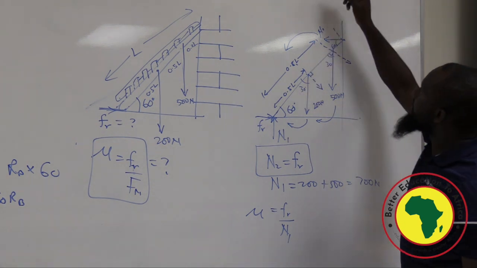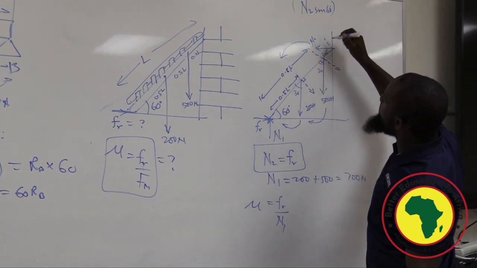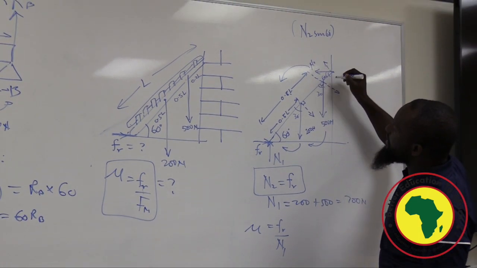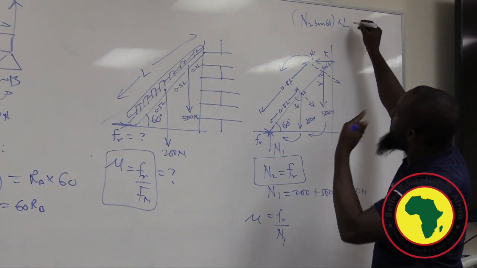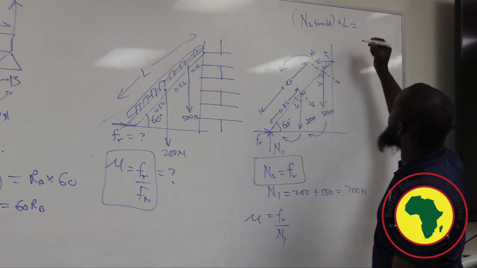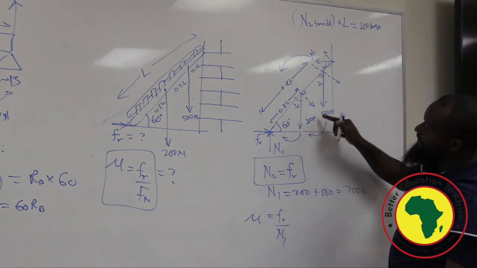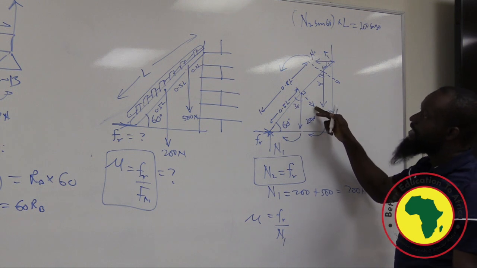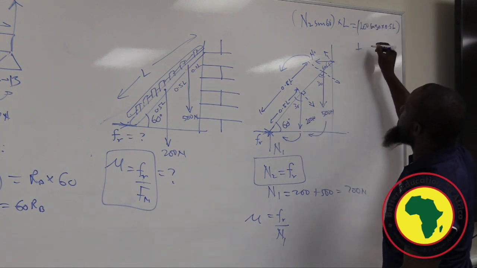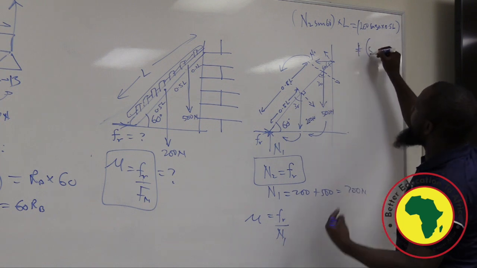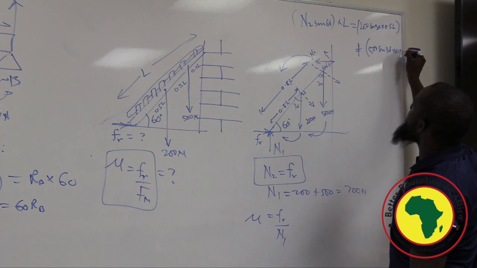Now, my counterclockwise moment is N2 sine 60 degrees, which is the component perpendicular to this ladder, multiplied by the distance L, the total length of the ladder, must be equal to the two clockwise moments: 200 sine 30 degrees, because I have taken the component perpendicular to the ladder, multiplied by 0.5 L, plus the other clockwise moment, 500 sine 30 degrees, multiplied by 0.8 L.